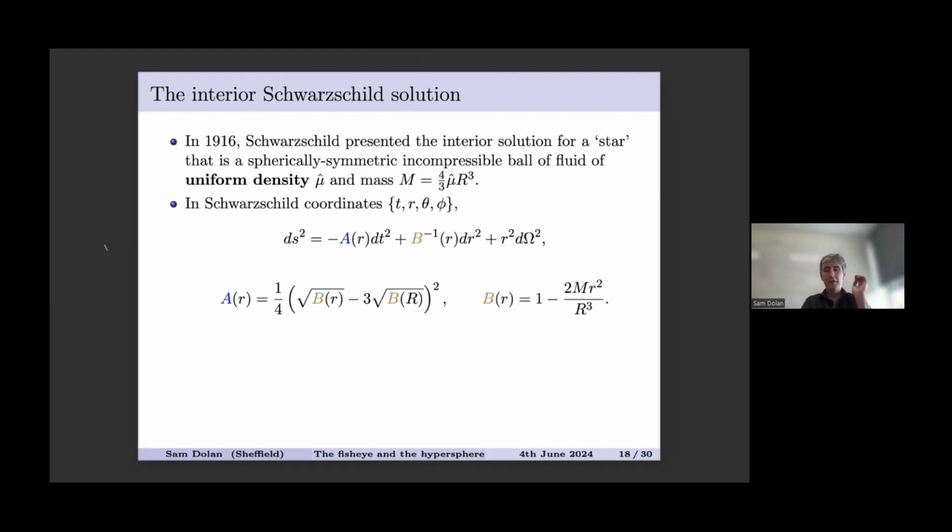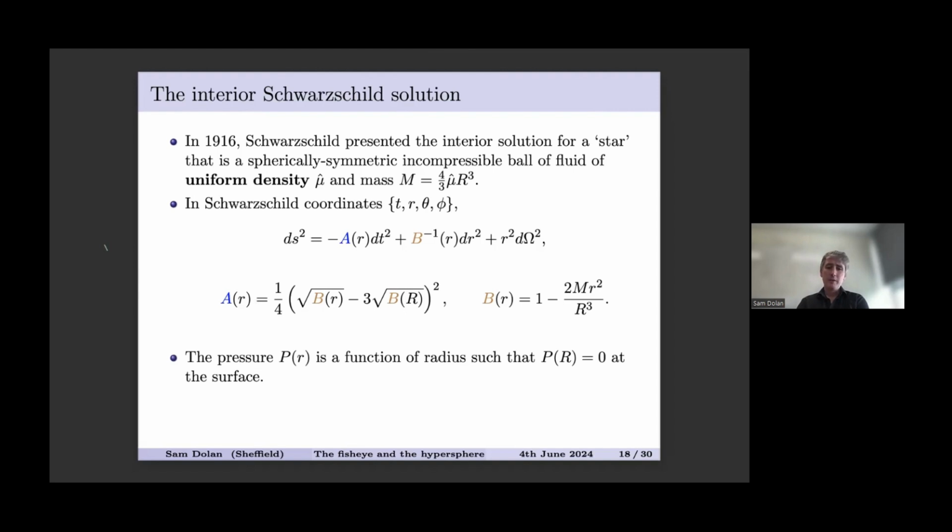If you've seen this before, you've probably seen it in Schwarzschild coordinates. This is the way it typically appears in textbooks, involving two functions of radius that look like this. And okay, it's not too complicated to write down, but it's not obvious geometrically what's going on here.